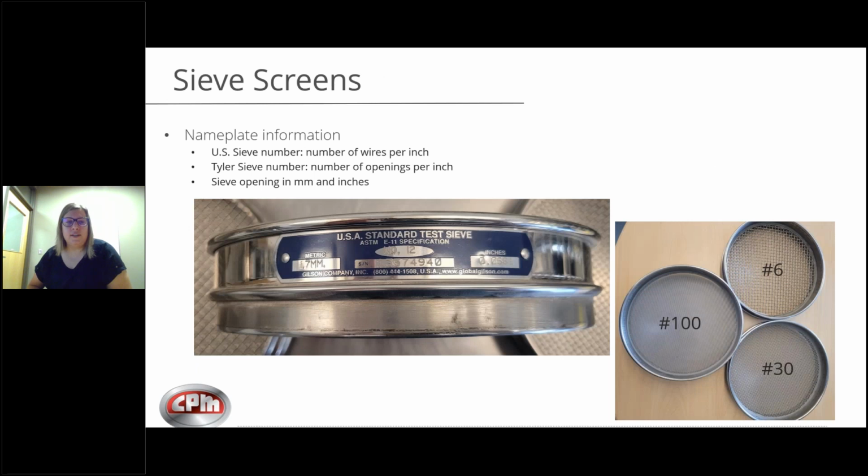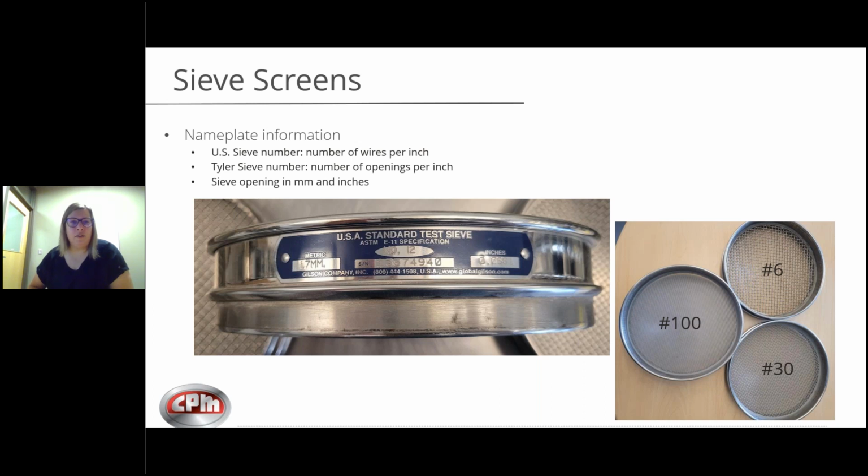And then as far as the sieve screens, each sieve will have a nameplate on it, and I have an example of a nameplate here in the picture on the left. On that nameplate will be the US sieve number, which indicates the number of wires per inch. Some of you may also have the Tyler sieves, where the Tyler sieve number indicates the number of openings per inch. For this presentation, I'll be referring to the US sieve number, but as you'll see in the next slide, you can convert between the two.